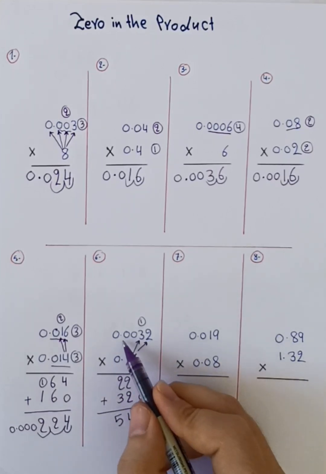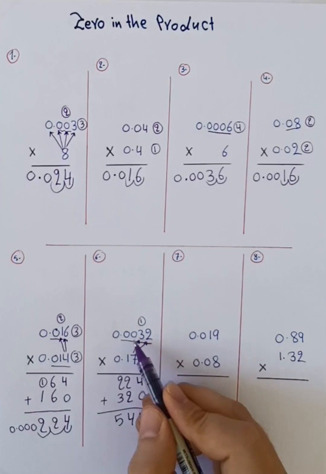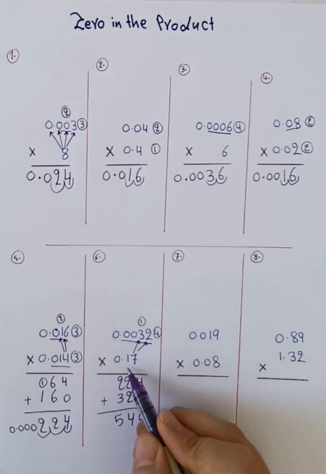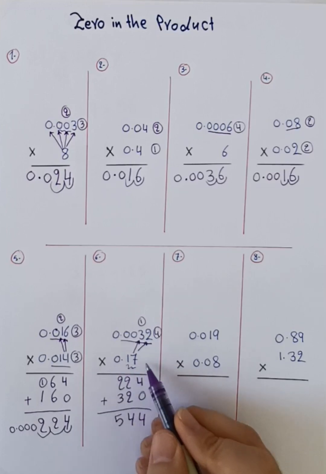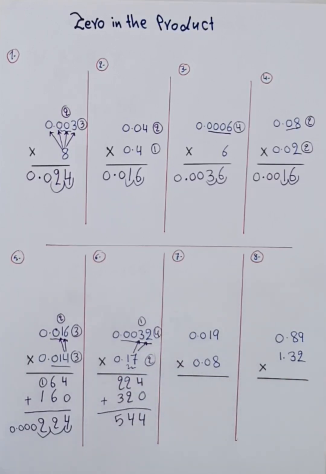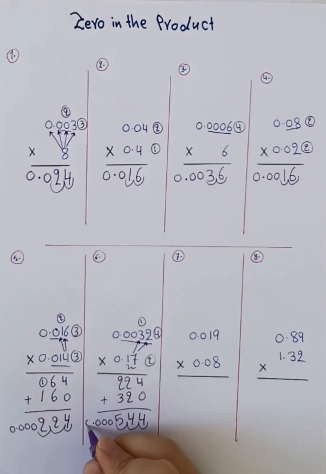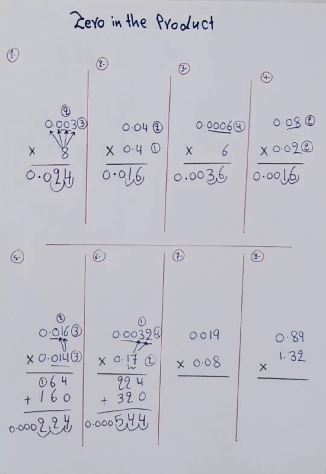After that, in the first number, we have 4 numbers after this point. In the second number, you have 2 numbers after this decimal point. 4 plus 2 is 6. We have to skip 6 numbers and then write the decimal point. 1, 2, 3, 4, 5, 6. And then we have to write the decimal point and another 0.